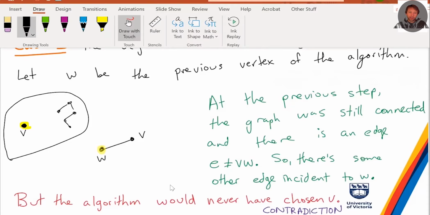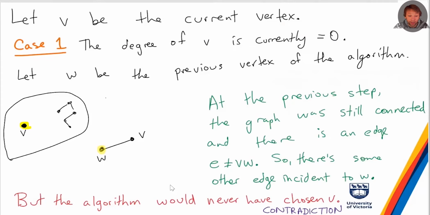Okay, so let's suppose this happens and we want to get a contradiction. So what I do is I look back at the previous vertex of the algorithm. So I call it W. So there must have been a previous vertex because if the situation looks like this, then V wasn't the first vertex, right? Because we are assuming the graph is connected. So at the previous step, we can assume that at the previous step, the graph was still connected, right?